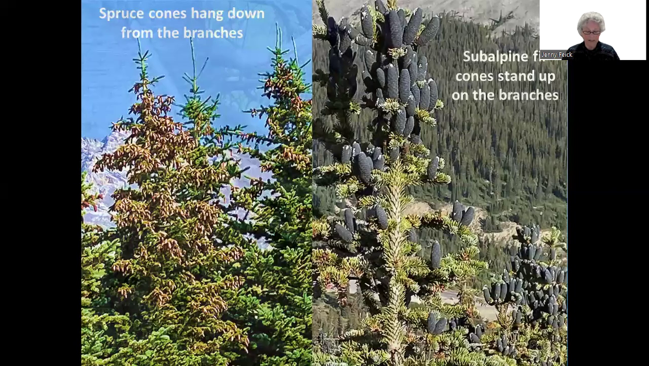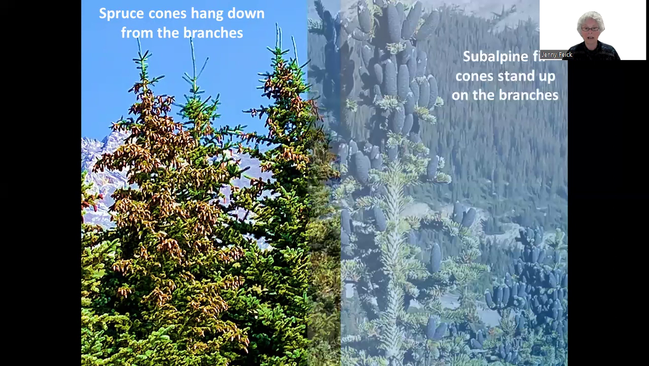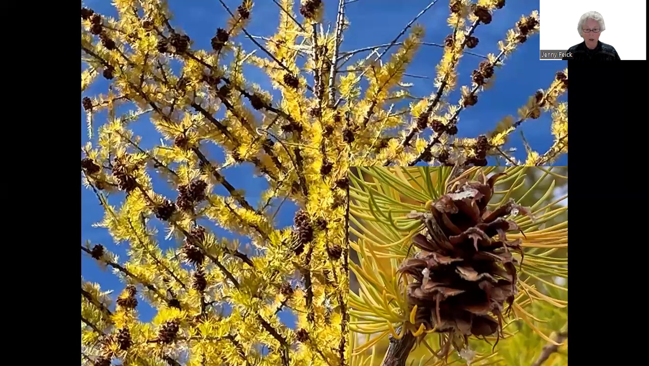A good way to tell the difference between spruce and true fir trees is that the seed cones at the top of spruce trees hang down, whereas the subalpine fir cones stand up on the branches. Subalpine fir cones are small and resemble miniature Douglas fir cones.